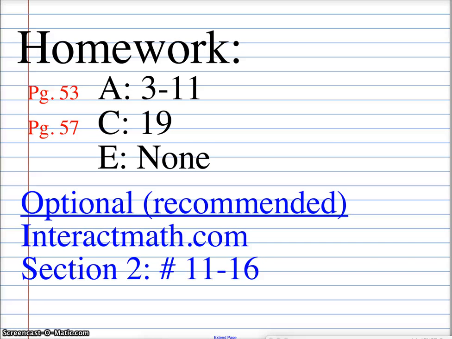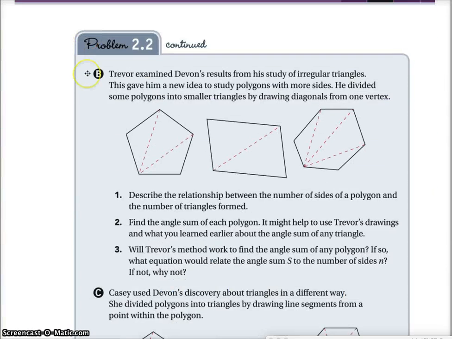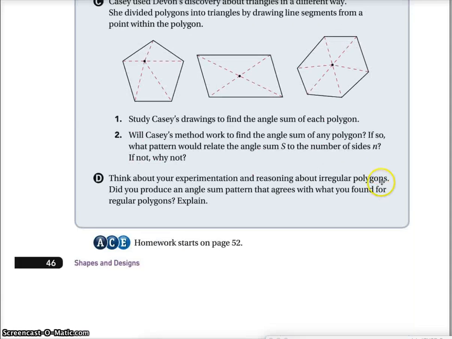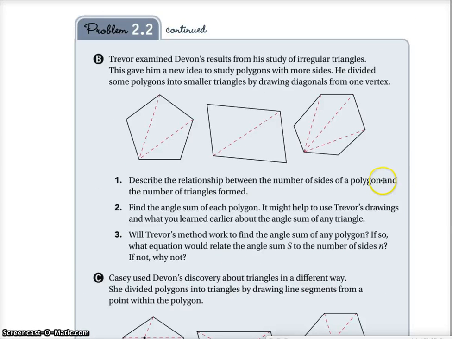So this is your homework, but I'll go back to that. You're supposed to also answer questions B and C. Question B says, Trevor examined Devin's results from his study of irregular triangles. This gave him an idea to study polygons with more sides. He divided some polygons into smaller triangles by drawing diagonals from one vertex. This is page 46, I believe, right after 45. Number 1 says, describe the relationship between the number of sides of a polygon and the number of triangles formed.